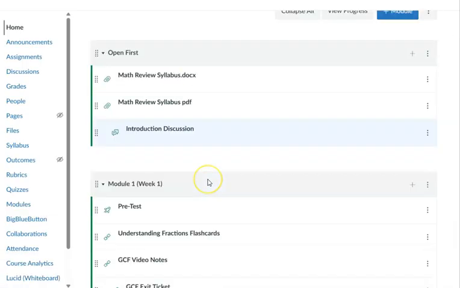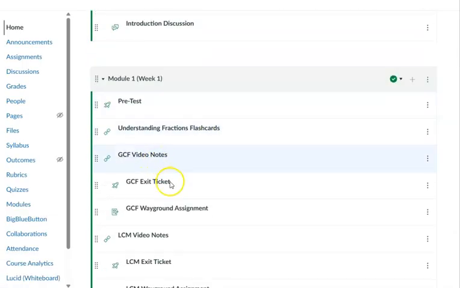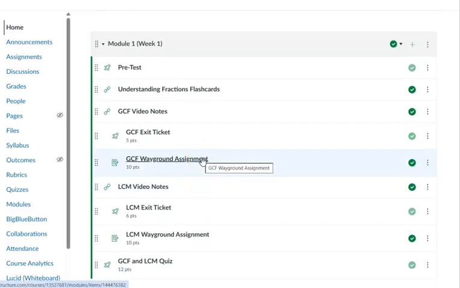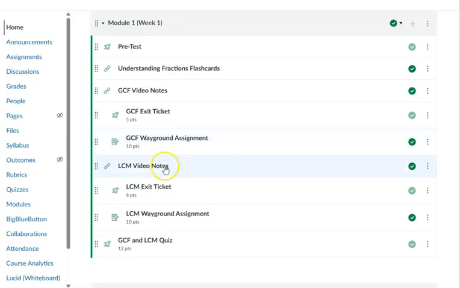After the students have completed the video notes and the exit ticket, they would then have a homework assignment. The homework assignments I used for this course are either through Wayground or Blookit, so that they are all online and the students can complete them on their own time. So the pattern continues on. They would have another video, exit ticket, worksheet.